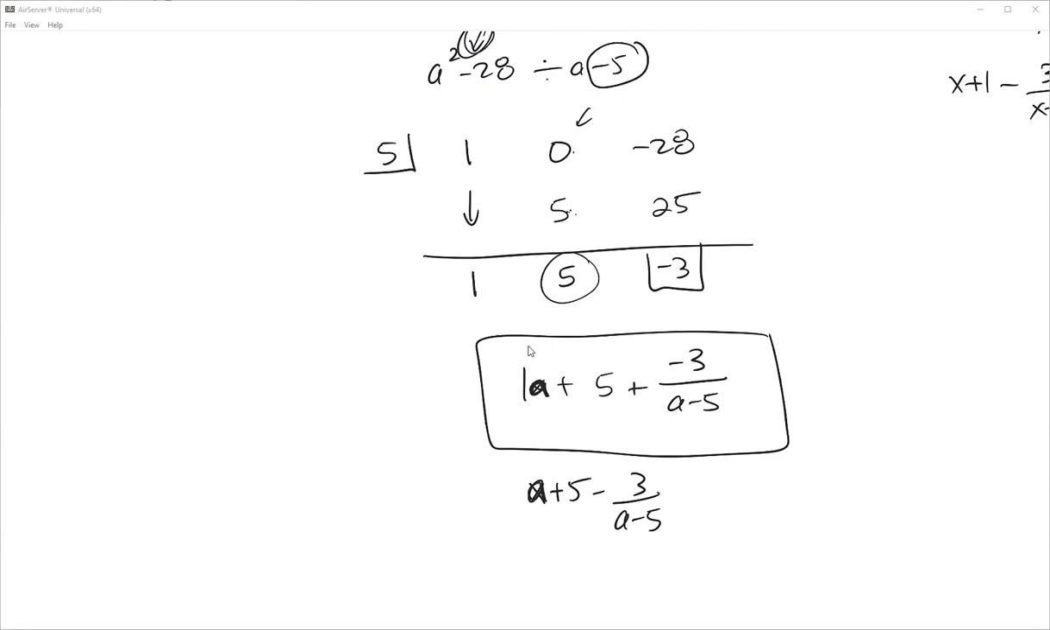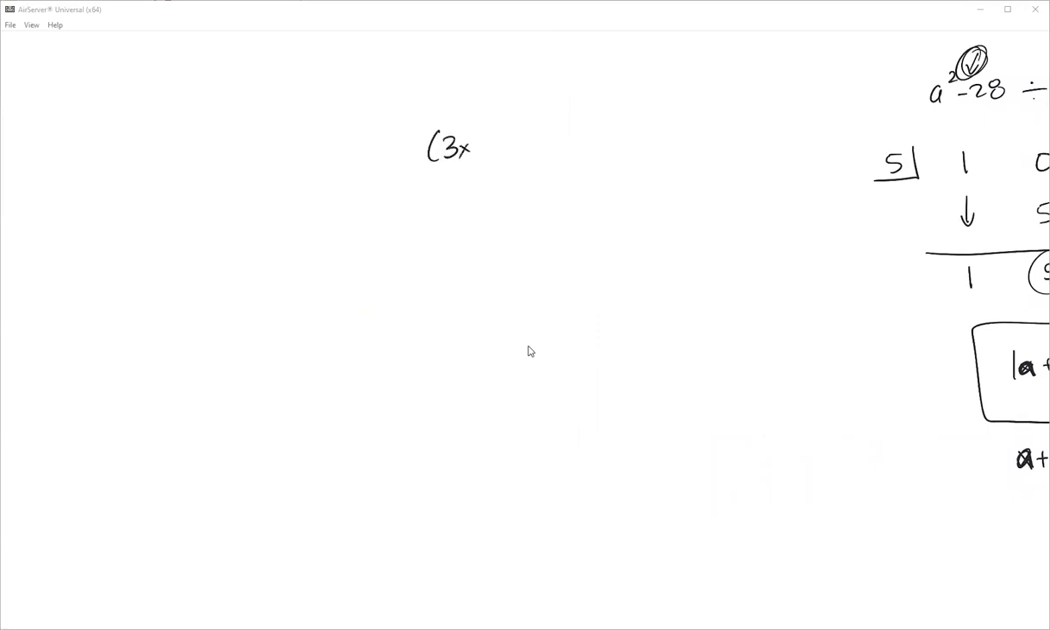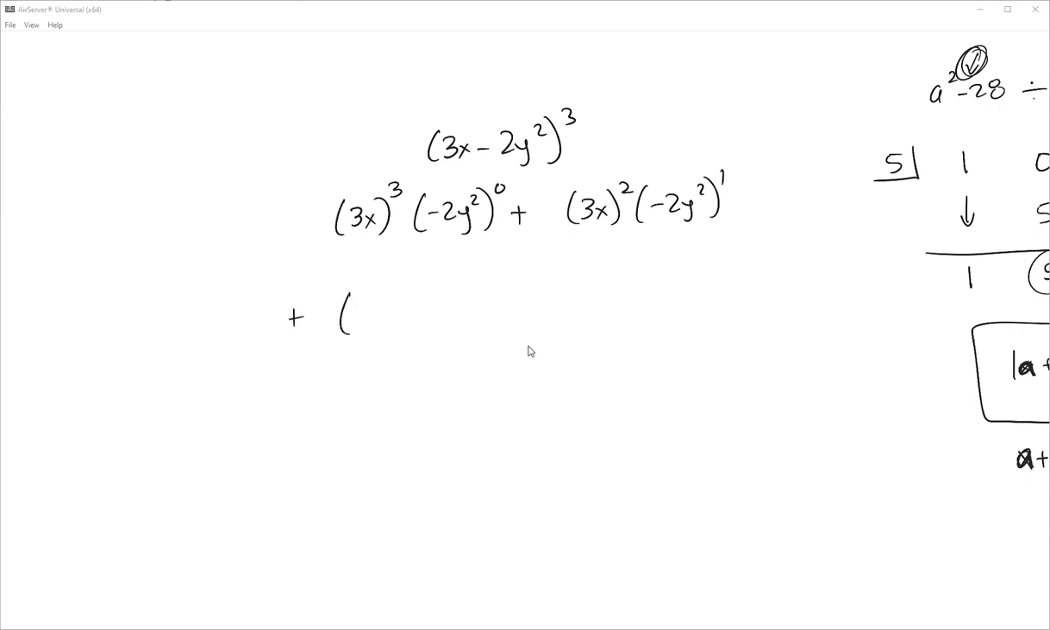Number 6. So it will be 3x minus 2y squared, cubed. This will be fun. So remember to put the 3x in descending order. And then the negative 2y squared in ascending order. So plus 3x squared times negative 2y squared to the first power, plus, we'll go down here, 3x to the first power times negative 2y squared to the second power, plus 3x to the zero power and negative 2y squared to the third power. Okay. And as you use Pascal's triangle, it should be 1, 3, 3, 1 in the front.